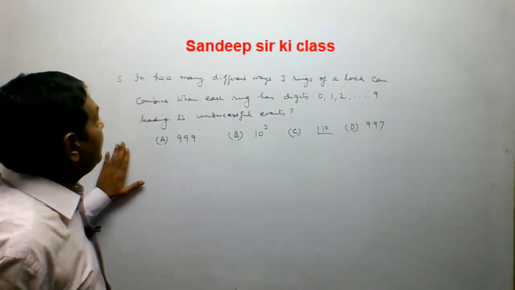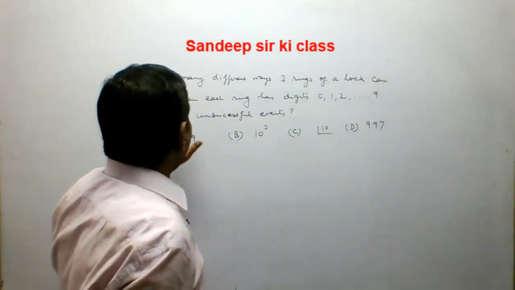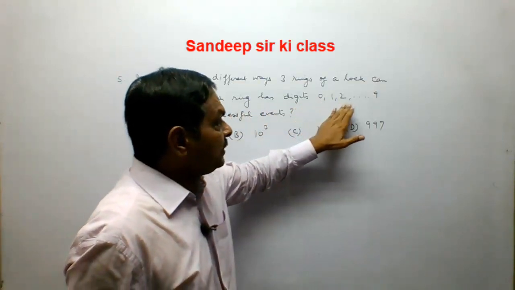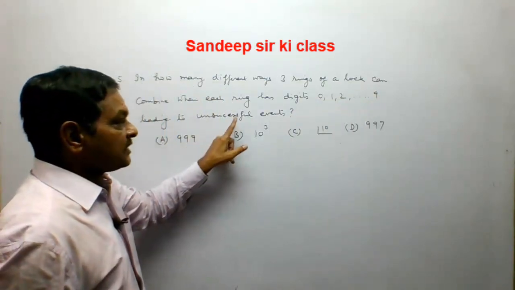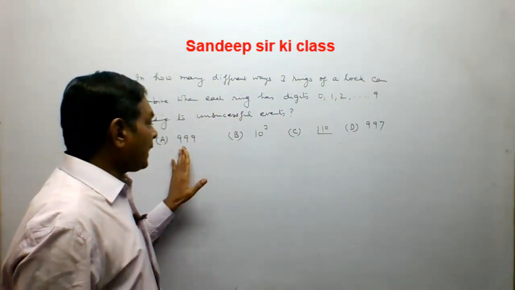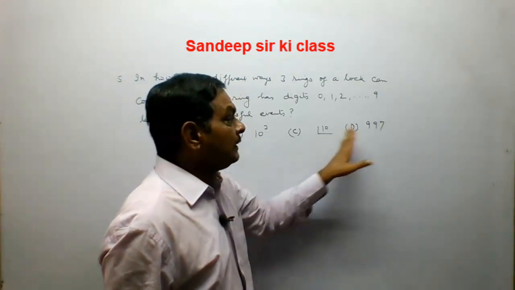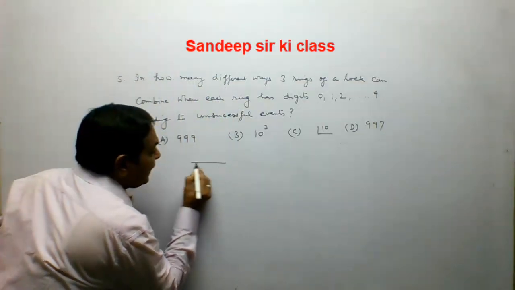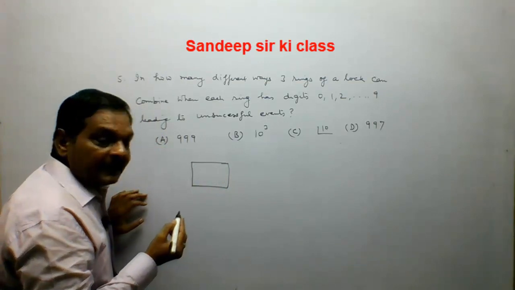Question number 5. In how many different ways 3 rings of a lock can combine when each ring has digits 0, 1, 2, 3, etc. up to 9, leading to unsuccessful events. Options are 999, 10 raised to the power 3, factorial 10, 997. See, the lock is of this type, like we have in many briefcases and attaches.